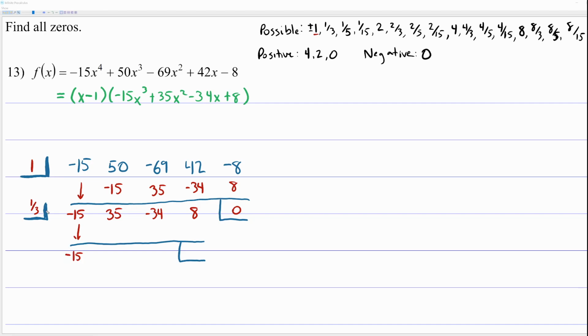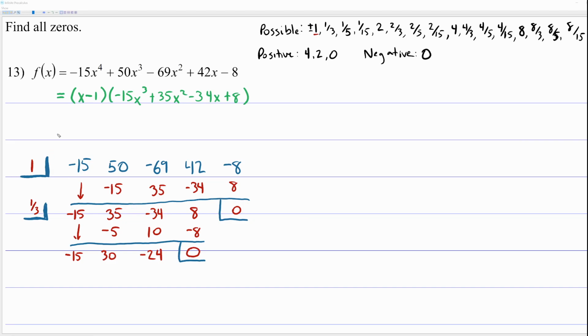-15 times 1/3 is -5. 35 minus 5 is 30. 30 times 1/3 is 10. -34 plus 10 is -24. -24 times 1/3 is -8. And 8 plus -8 is 0. So we did it again. We found another real 0 of this polynomial.